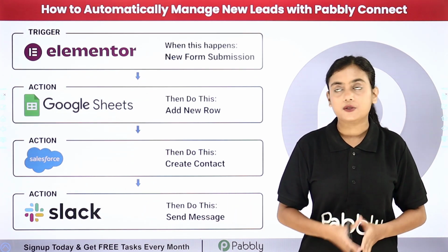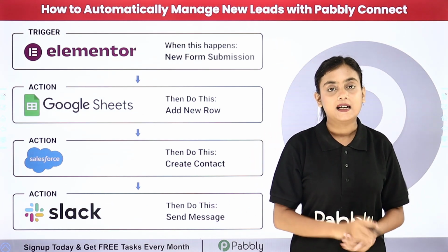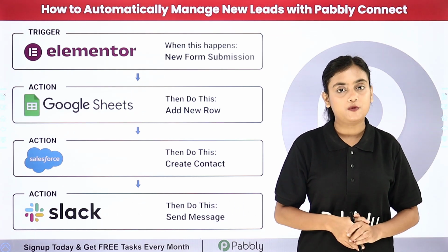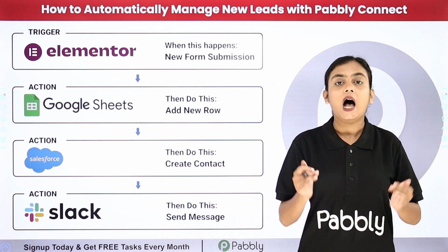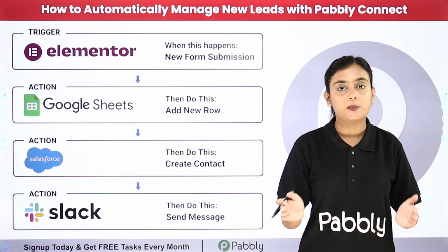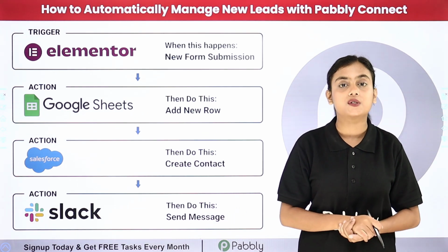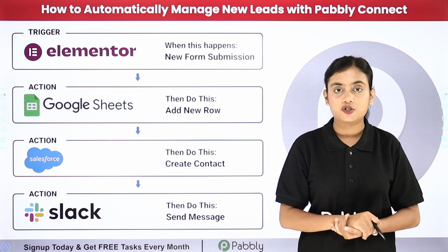In this video, we're going to learn how to automatically manage new leads with Pabbly Connect. So I am an owner of a business and I collect the data of my leads with the help of the form that I've created using Elementor, which is attached on my website. I want that whenever any of my potential customers generates a new lead by submitting the form using Elementor, I first want to create a record of that lead in my Google Sheets.